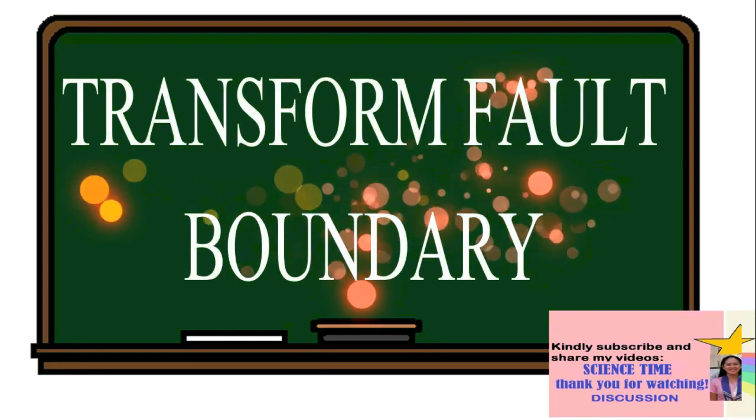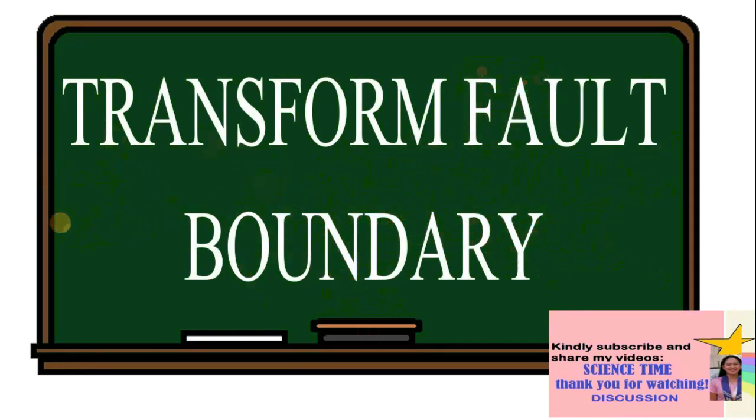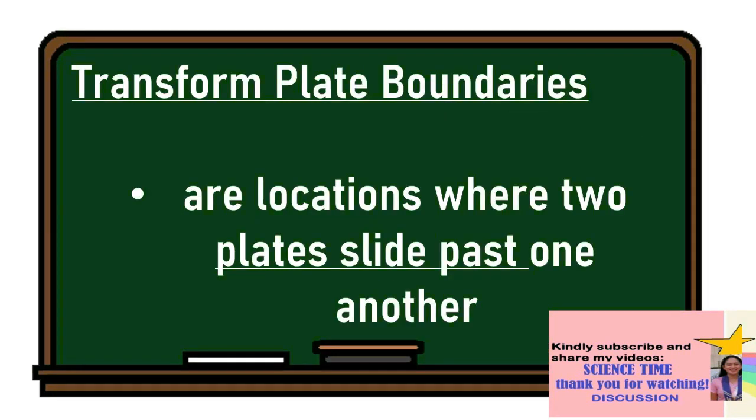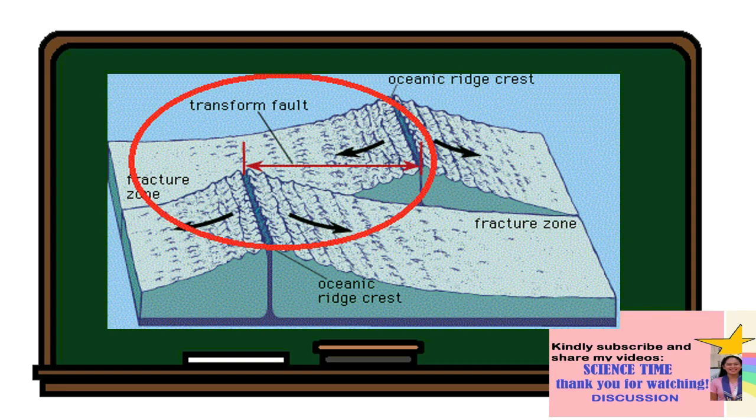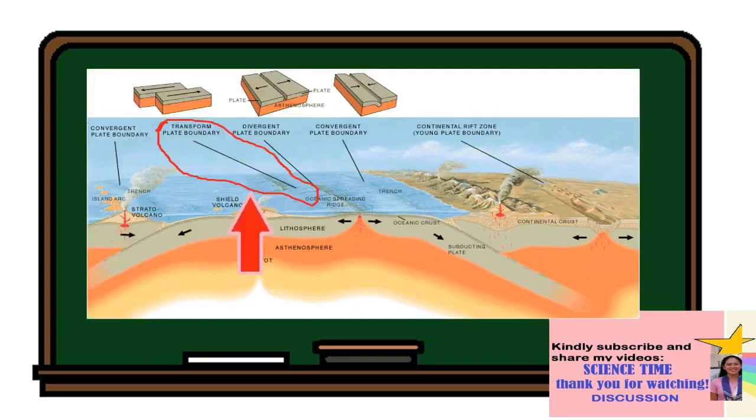Transform fault boundary. Transform plate boundaries are locations where two plates slide past one another. The fracture zone that forms a transform plate boundary is known as a transform fault. Most transform faults are found in the ocean basin and connect offsets in the mid-ocean ridges. A smaller number connect mid-ocean ridges and subduction zones.